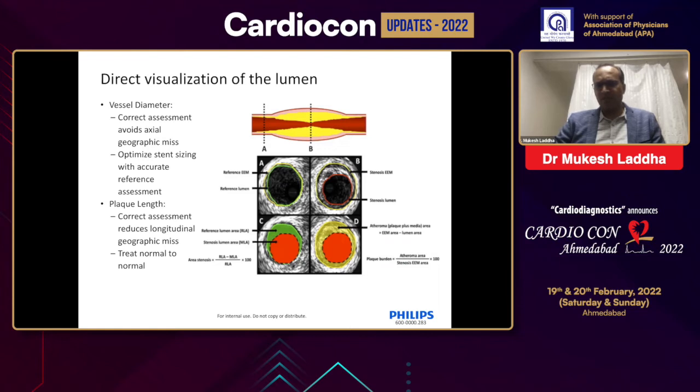And this is really a wonderful thing, so that you can minimize your geographical mismatch, axial geographical mismatch as well as longitudinal geographical mismatch. Most of the time when you do naked eye or two-dimensional angiography or angioplasty, this may happen because sometimes you undersize the stent, and that delays your overall problem.